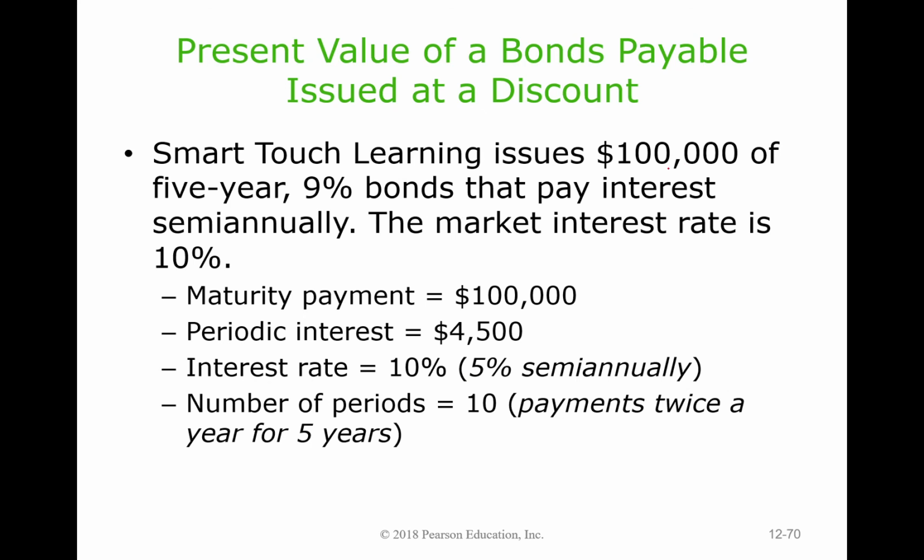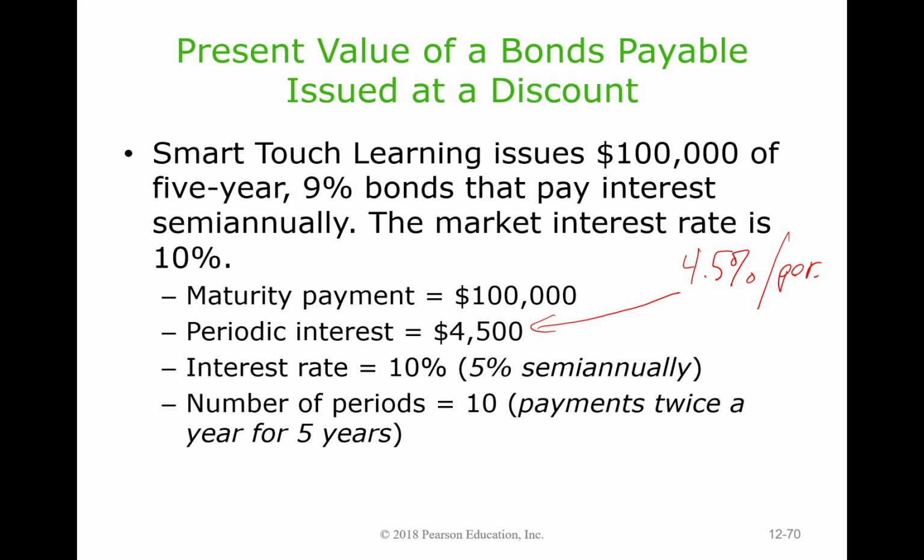So if we issue a $100,000 5-year 9% bond that pays interest semi-annually, again, that's 4.5% per compounding period. Okay? We know the maturity. We know in the future it's going to be worth $100,000. We know interest every period is 4.5% of this 100,000, which is your 4,500. We know the interest rate.